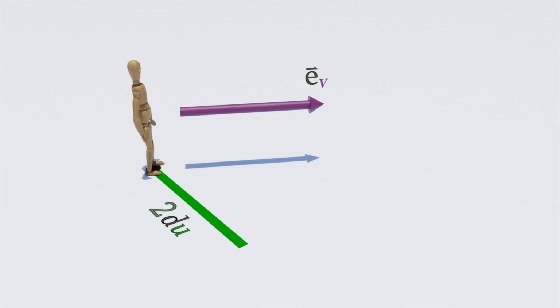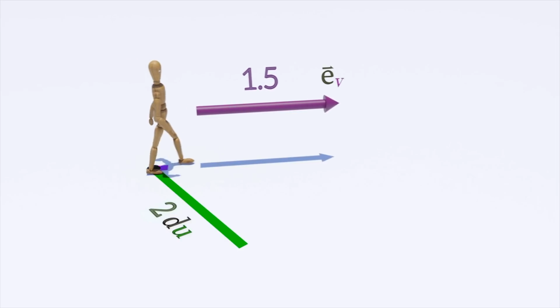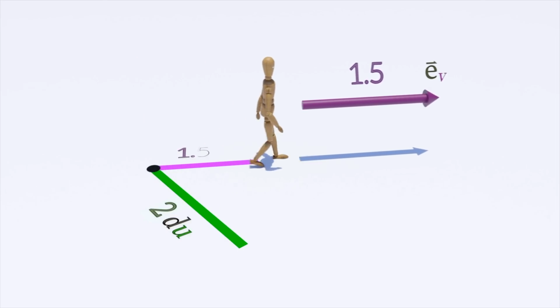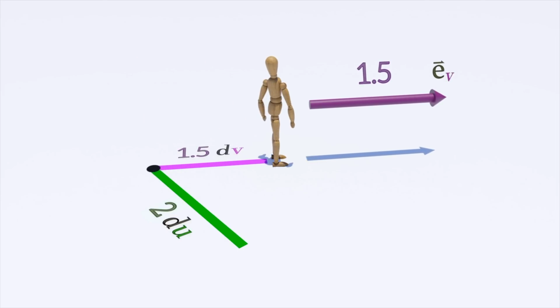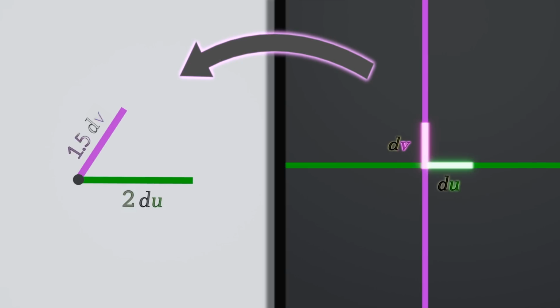Likewise, if we give them a basis vector EV, which has a magnitude of 1.5, it tells the observer that if they move a small unit of coordinate distance dv in the parametric space, they'll move 1.5 times that amount on the manifold in the direction of the EV vector. These basis vectors thus convert the observer's coordinate distances and coordinate directions into manifold distances and manifold directions.